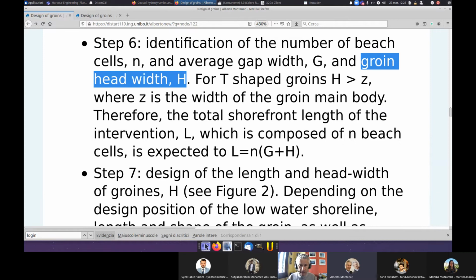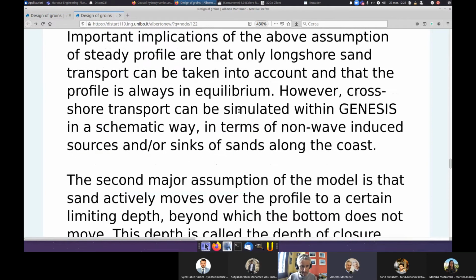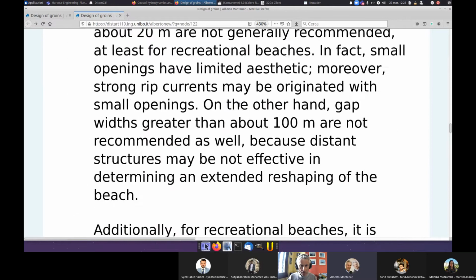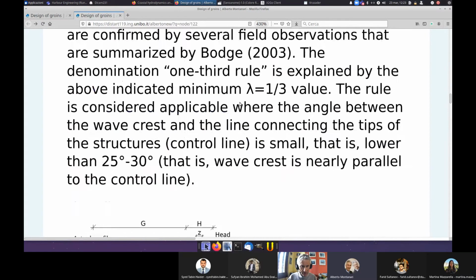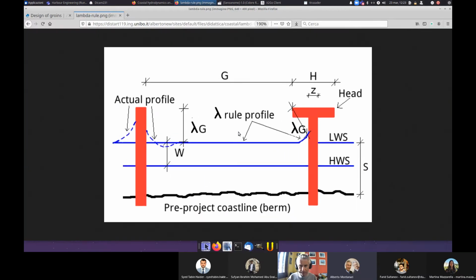I think this is the same symbol that was used in the figure. Let me see. I go to the figure that I have shown you before, those with the red groins. Okay, yes, it is the same symbol. H is the head width of groins. In this case, it is a T-shaped groin, and therefore H is the width of the T.